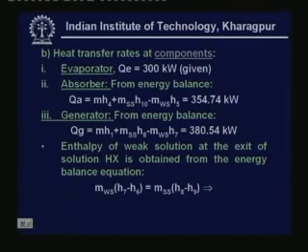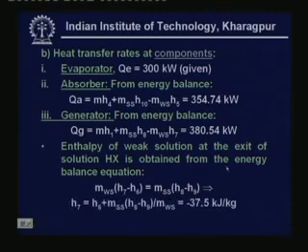Energy gained by the weak solution is MWS into H7 minus H6. This is equal to energy lost by the strong solution, that is MSS into H8 minus H9. So, this gives H7 is equal to H6 plus MSS into H8 minus H9 divided by MWS, and we know everything on the right hand side. That means we know all the enthalpies, we also know the mass flow rates. So, if you substitute these values, you find that the enthalpy is minus 37.5 kilojoule per kg. Now, if you substitute this enthalpy value in the energy balance for the generator, you can find out the required heat input to the generator QG. Okay. So, we find that QG is 380.54 kilowatts. So, this is the energy that is to be supplied to the generator.